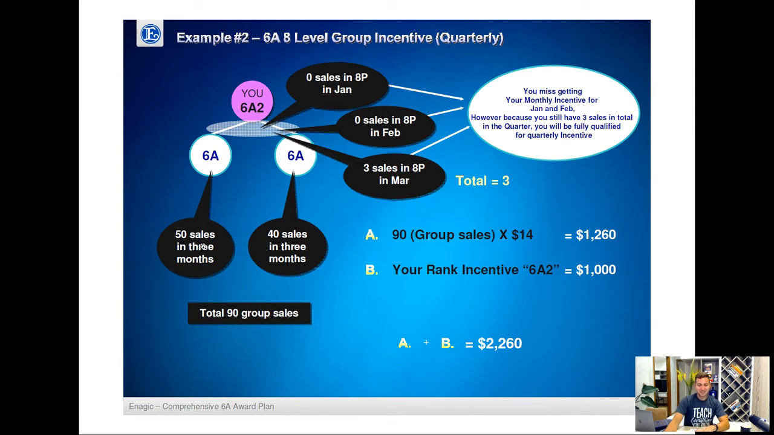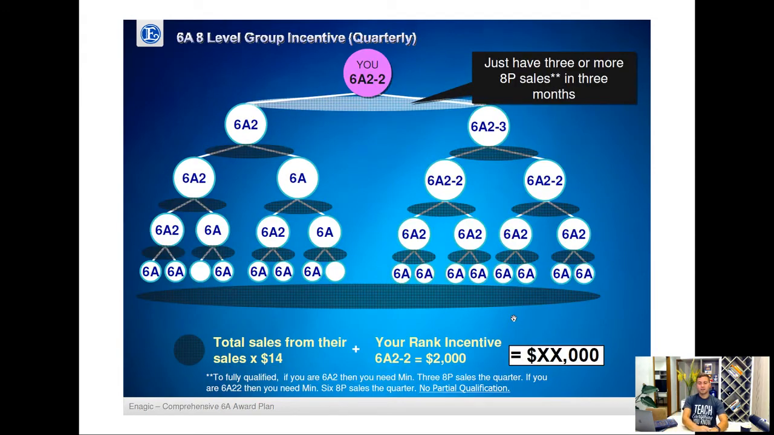So you have 50 sales in your 3 months for this guy, 40 for this guy, 90 total. Again, you're going to get 90 times the 14. That's 1,260. And again, it's the same exact thing, guys. You're going to make that 1,000 automatically. So 2,260 total. All right, now take a look at this.